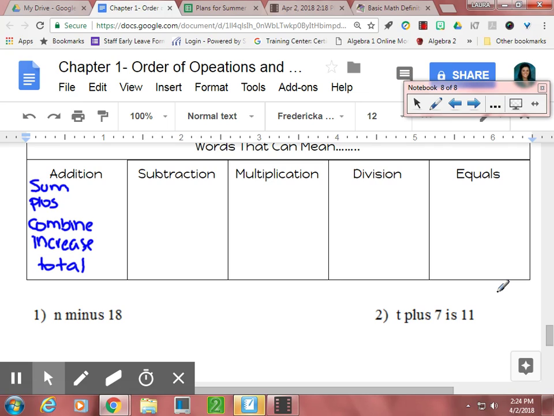Subtraction would be minus. Another one you could think of was take away, less, decrease, or difference.